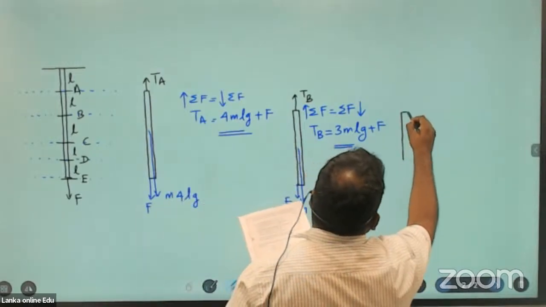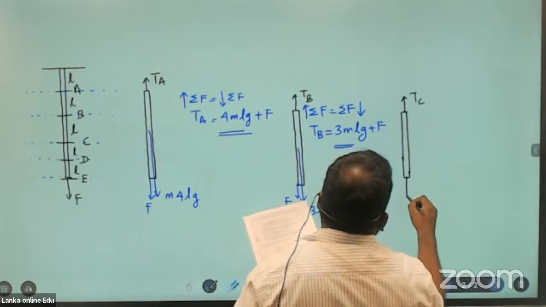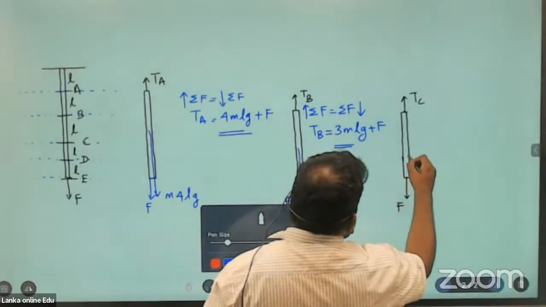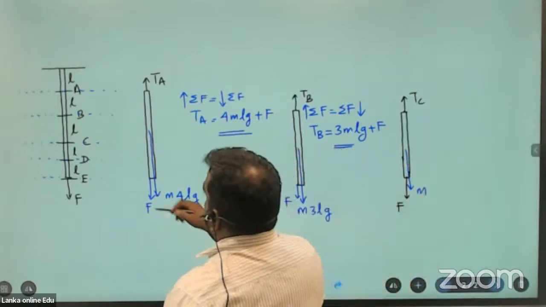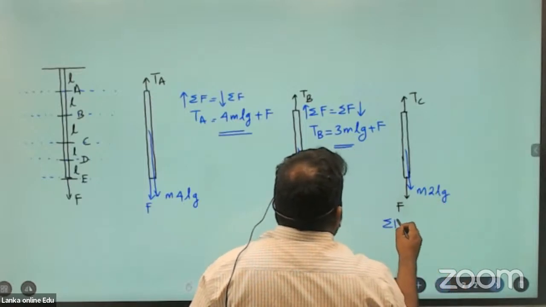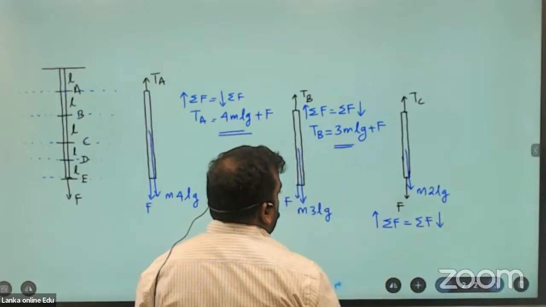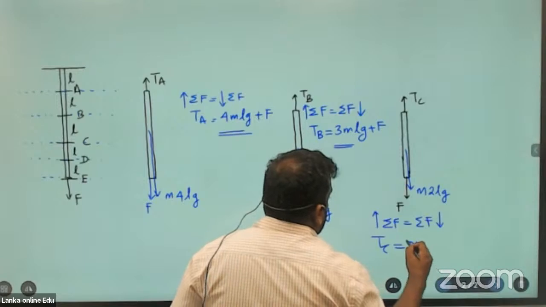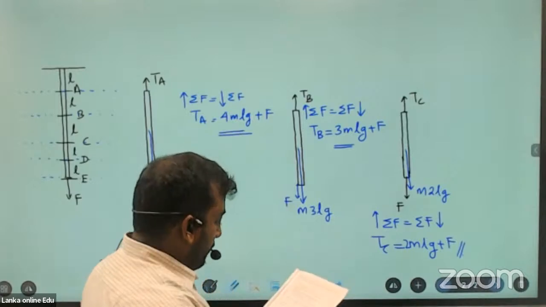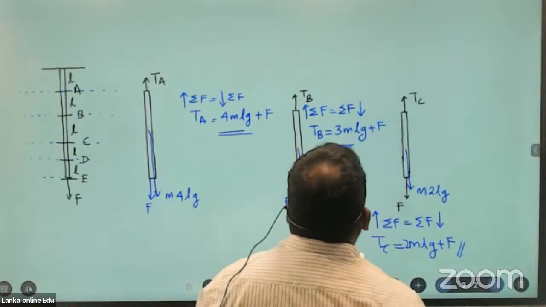Tension at C, here F. Simplify this carefully. Tension at C means only two lengths are there, 2mLg. Sum of forces in the upward direction balances sum of forces in the downward direction. Tension at C is 2mLg plus F. Right? Then tension at D.